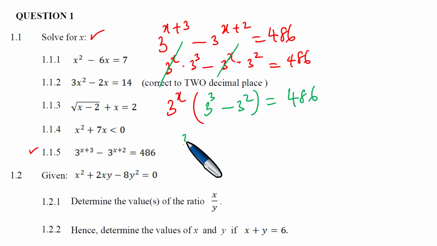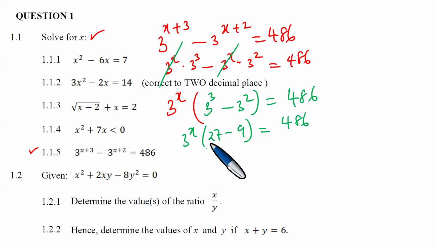So what do we do here? What is 3 to the power 3? 27. What is 27 minus 9? 18. Okay. You close?